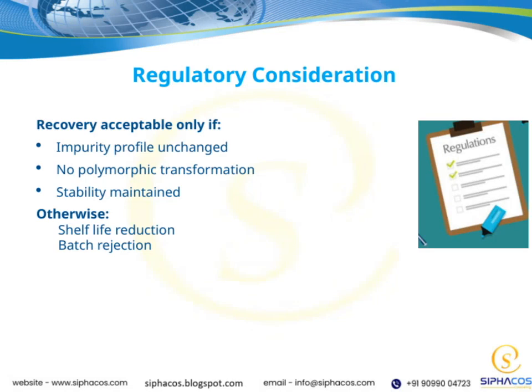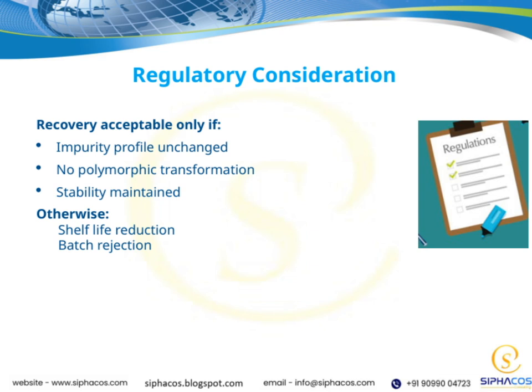Let's talk about the regulatory considerations we need to keep in mind during recovery. Essentially, recovery is acceptable only if certain conditions are met. First, the impurity profile must remain unchanged, meaning no new impurities should form, and the existing impurities should stay consistent. Second, there should be no polymorphic transformation, as changes in crystal form can affect drug stability and efficacy. Third, the stability of the drug must be maintained throughout the process.